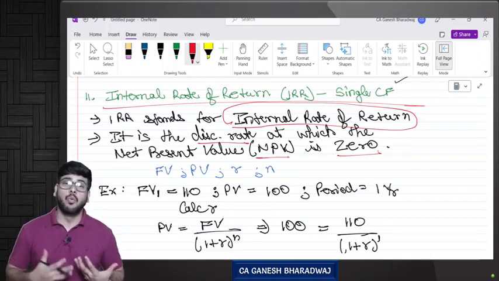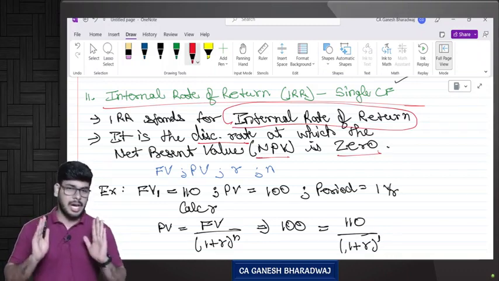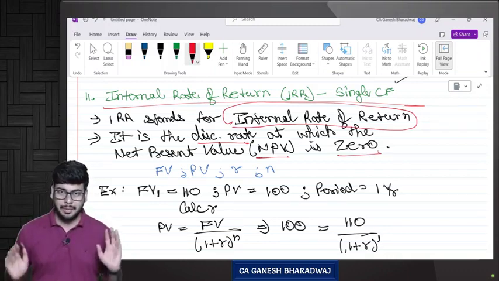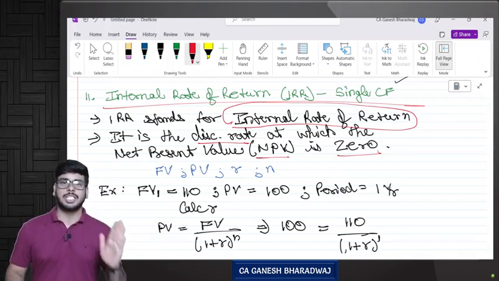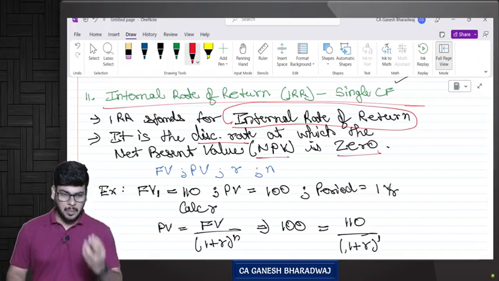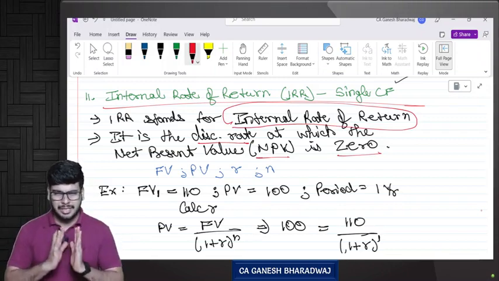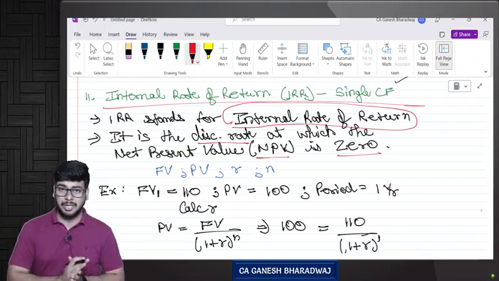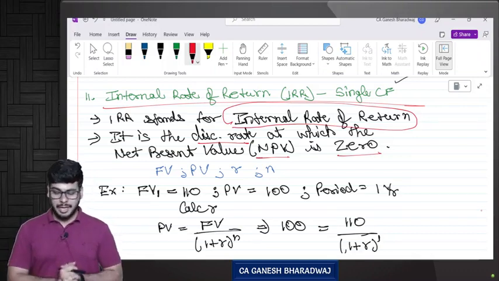Fine. Sir, what do you mean by this? What is NPV and all? Slowly, I will introduce you to this. Don't worry about it, we are yet to see all of them. So, what is IRR? IRR stands for internal rate of return, and it is nothing but the discount rate that makes my NPV equal to 0. We will slowly get started with this area. Slowly, we are entering into financial management.